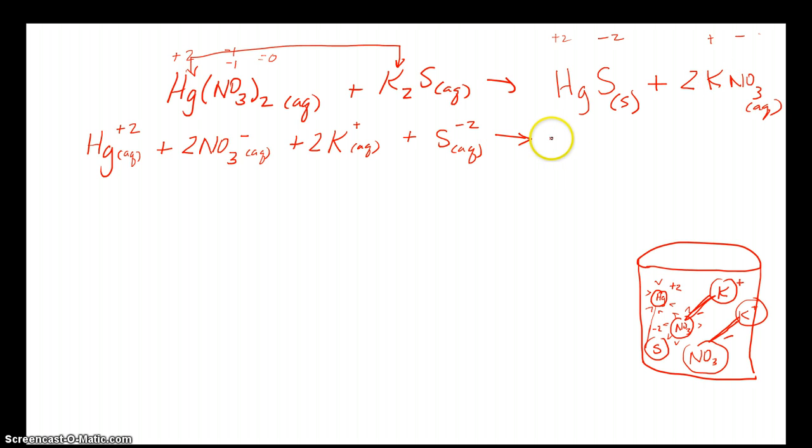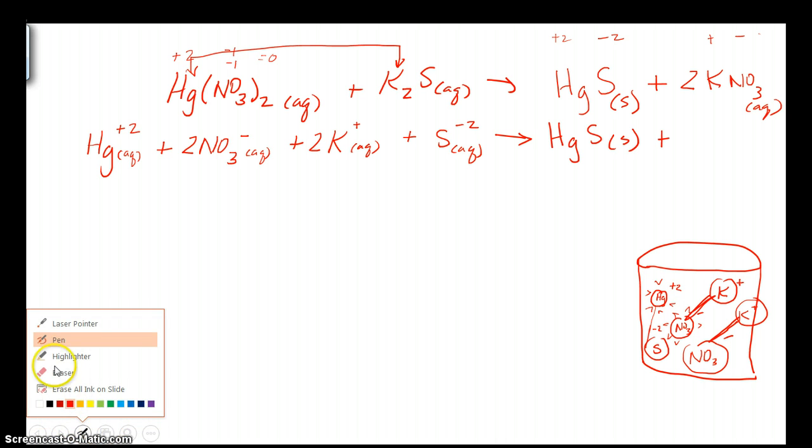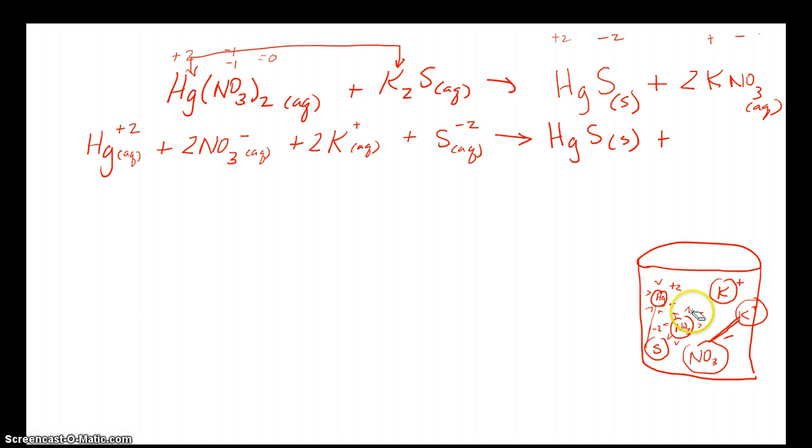So next step is write down what I have. So I know HgS remains a solid, so I keep it written together. But the KNO3 are going to be aqueous, so they do not create a bond. So I'm going to erase this bond here because these stay soluble. So in my drawing, this is what it should look like.